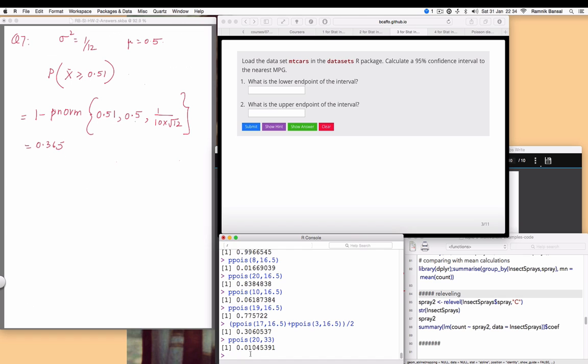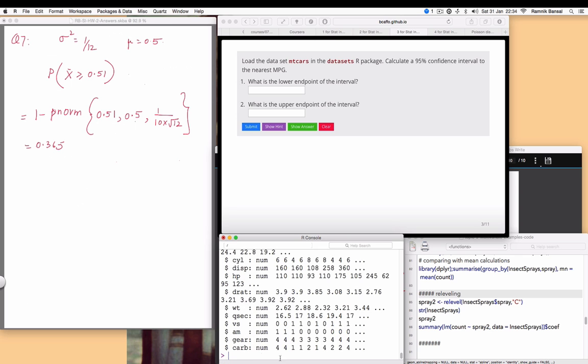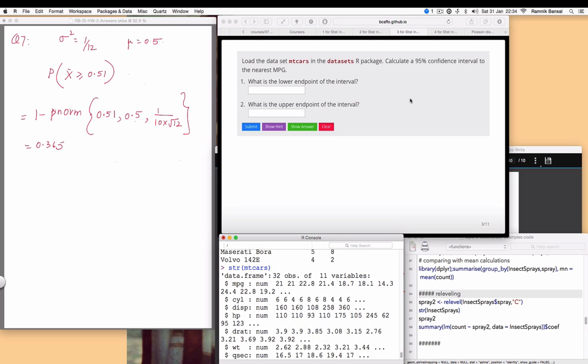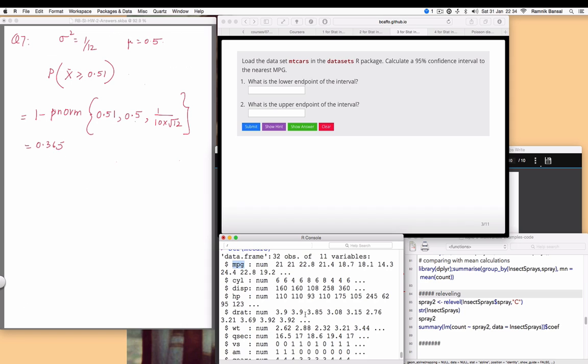Okay, so what is he saying? Let's look at mtcars. So there's this thing called miles per gallon. There are 32 observations, and then there's miles per gallon data, right? When we're saying calculate the 95% confidence interval, he's not mentioning the distribution, so we are assuming it's a normal distribution. First thing. Secondly, it will be 2.5% on both sides, right?